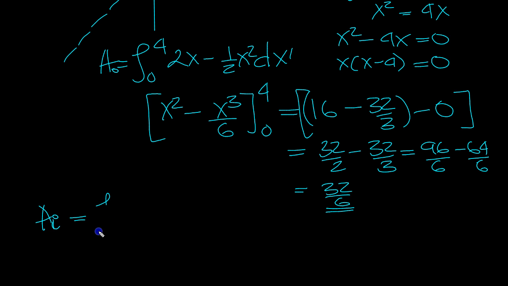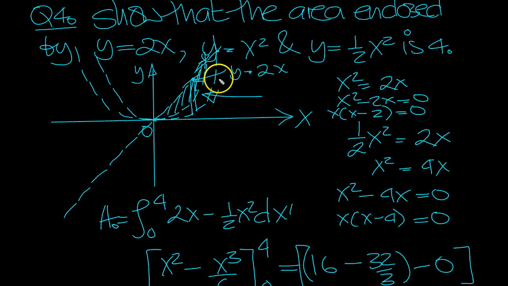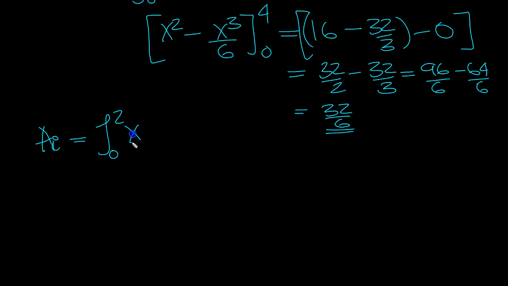segment would be the integral between 0 and... So the inner segment would be when x squared equals 2x. X squared minus 2x equals 0. X equals 0 and x equals 2. So it would be 2. So the integral between 0 and 2 then of 2x minus x squared. So maybe that's the way the question's actually asked.